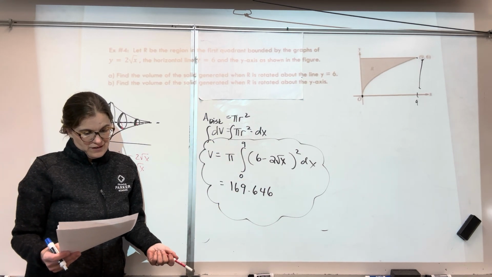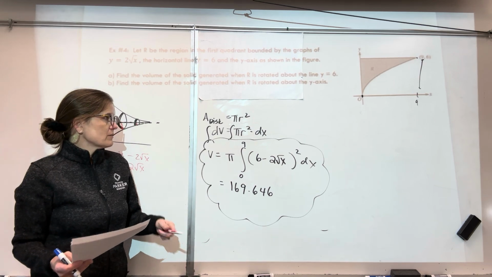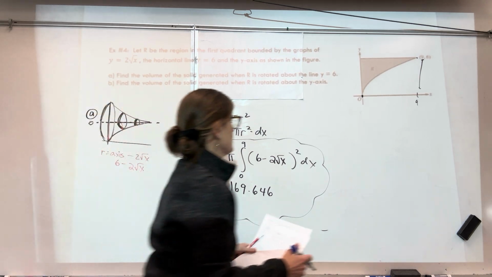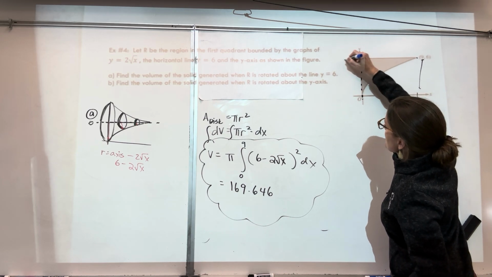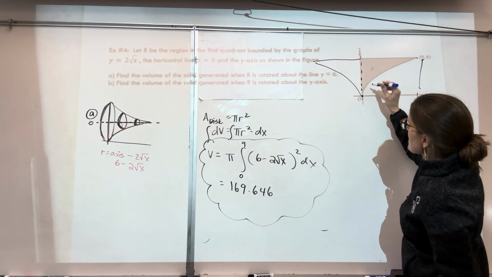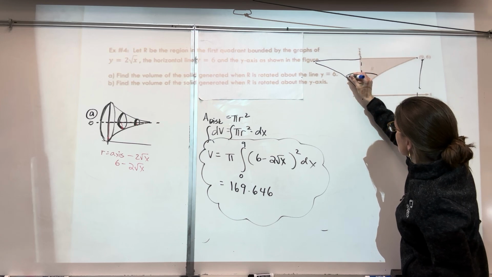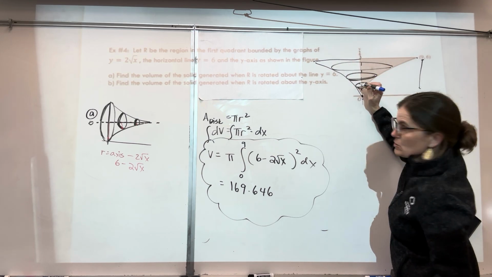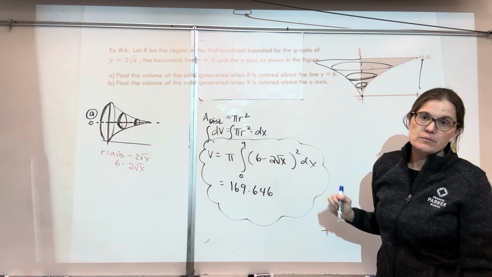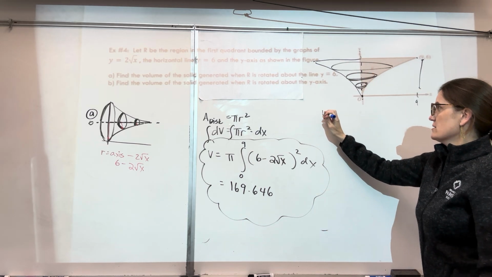And then part B says find the volume of the solid generated when r is rotated around the y-axis. Okay, so now we're rotating around the y-axis. Hopefully you can see that we're rotating around like this, so now the mirror image would be like this. And so our circles, still disks, right? Because there's no space in between the area and where we were rotating. So we know we still have a disk.